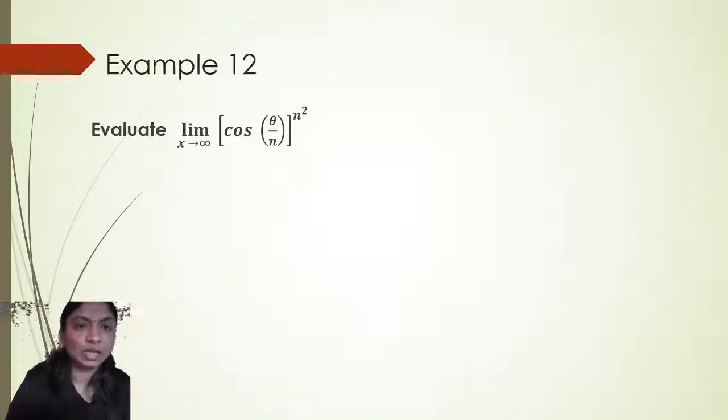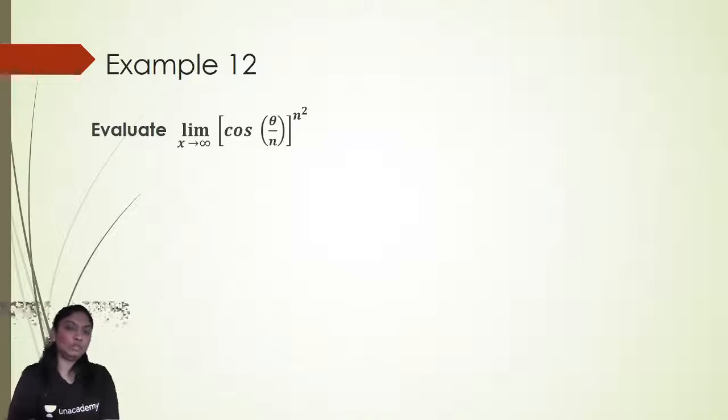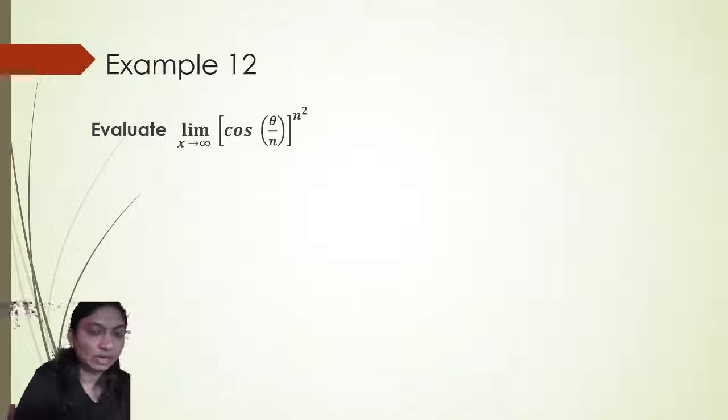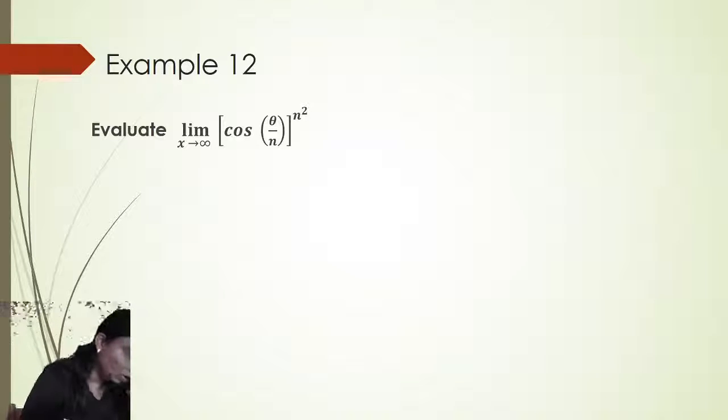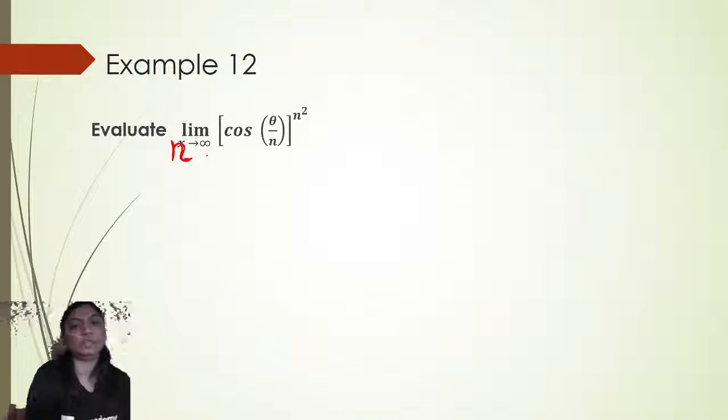Now simple है, आप लोग कर सकते हो यहाँ पे limit as n tends to infinity, cos of theta by n bracket raised to n square. Again, here n tends to infinity, not x. So n tends to infinity, cos theta upon infinity, cos 0. Cos 0 is 1, right?